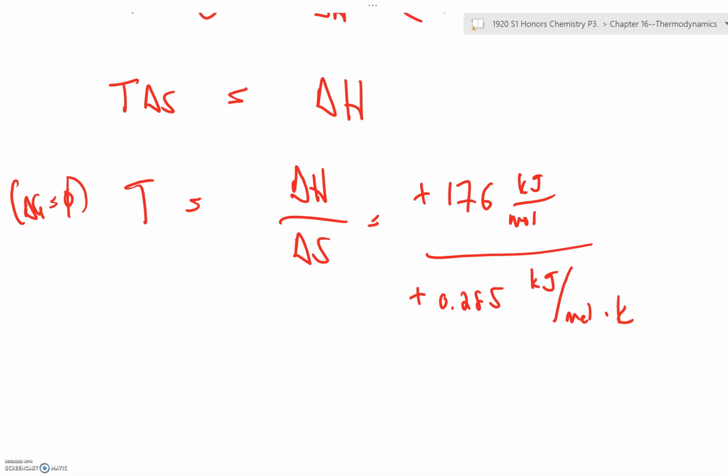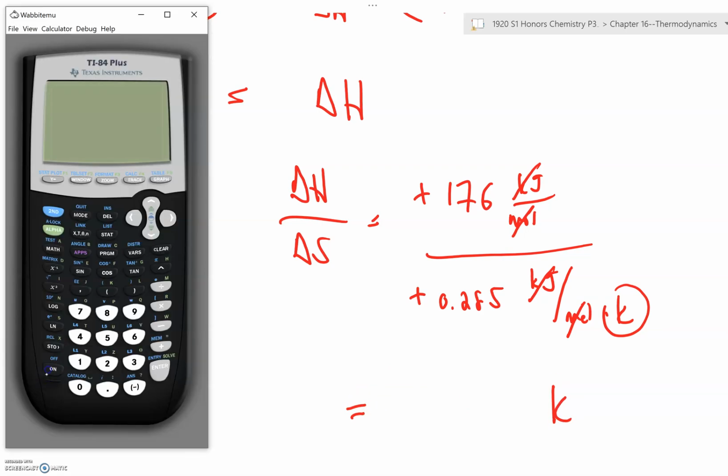Okay, and aren't you glad we have these units? Because, of course, when you divide kilojoules by kilojoules, they cancel, moles by moles cancel. It's going to leave our answer in kelvins. So, what is 176 divided by 0.285? And this will tell us what our temperature is in kelvins.